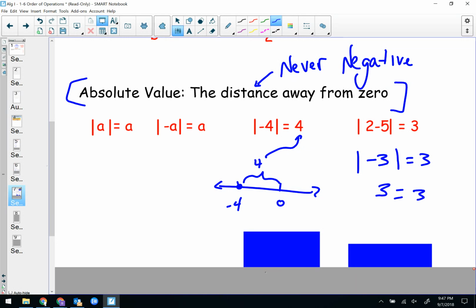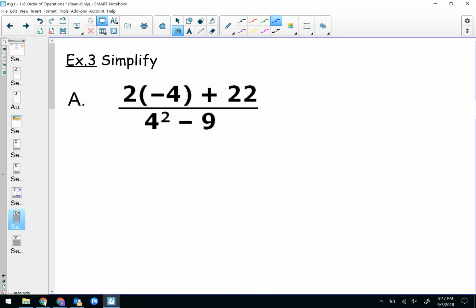Let's try some examples. So notice here this fraction bar is like the grouping symbols. So when I say my first step is parentheses, yeah, that's true, but parentheses represents a lot more than just parentheses. It represents fraction bars, absolute values, brackets, braces, all sorts of things. So let's start with the numerator.